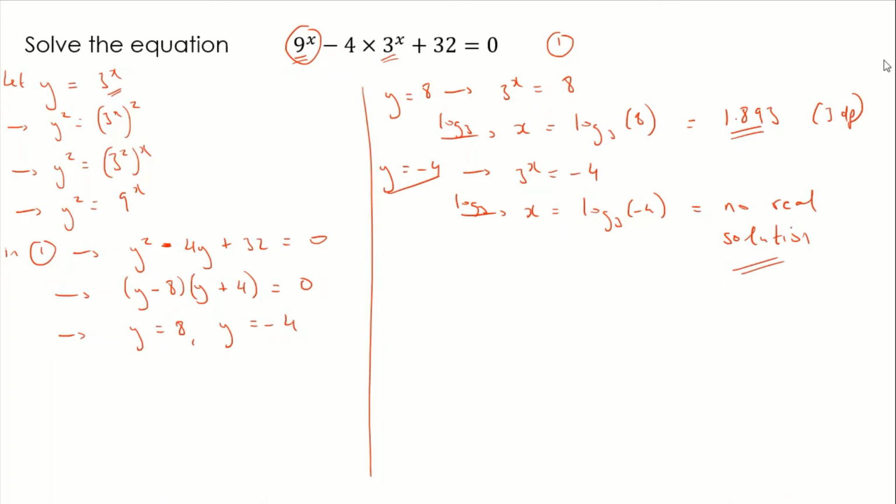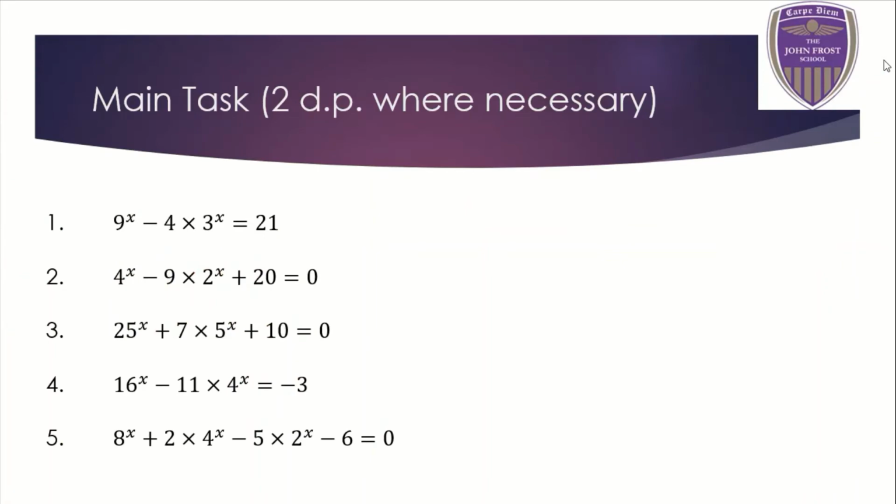Okay, those are the examples done. So here's the main task. Yeah, and for these ones, I have set for the main task, go 2DP for a change for these ones. All right. Question 5 is difficult. To solve question 5, you may need to use trial and error. Okay, so have a go and then come back when you're ready.